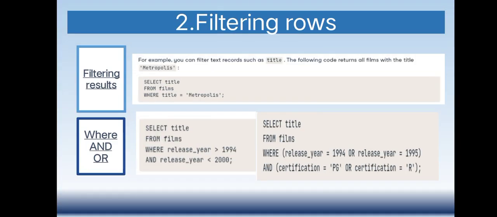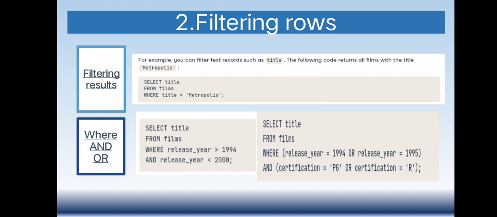The second chapter is filtering rows. How to filter rows. In SQL, the where keyword allows us to filter based on both text and numeric values in a table, and there are a few different comparison operators which we can use. For example, we can use equal operator, not equal operator, less than, greater than operators, less than or equal to operators, and so on.